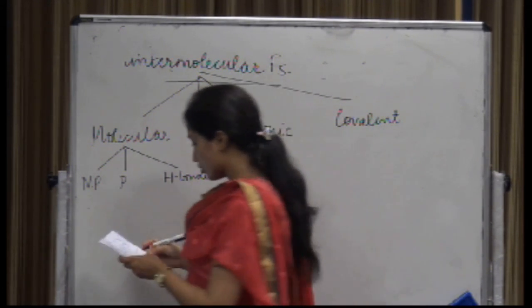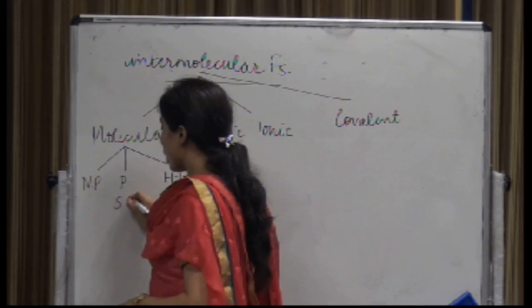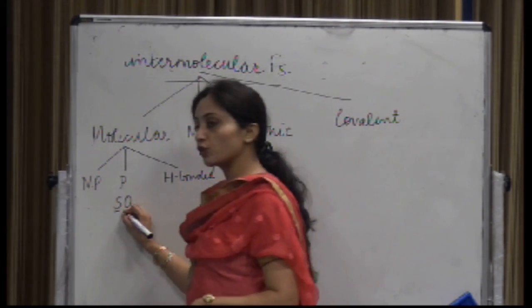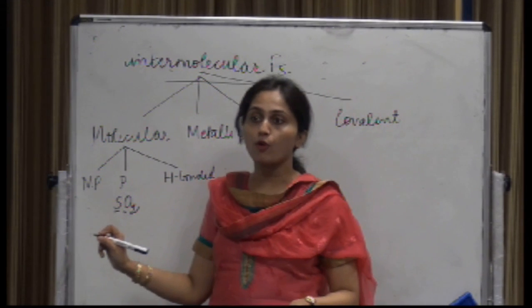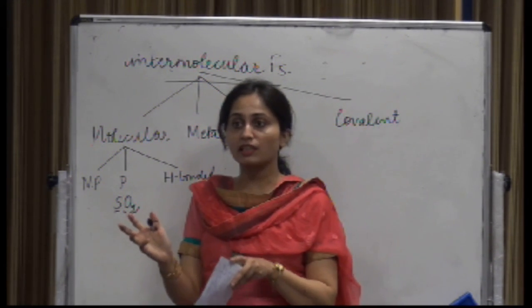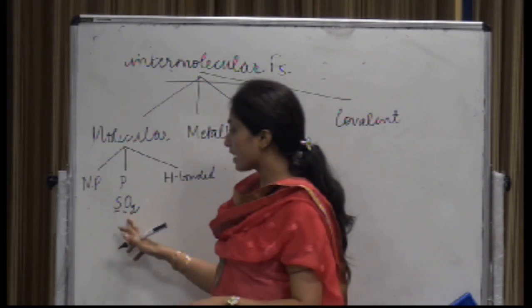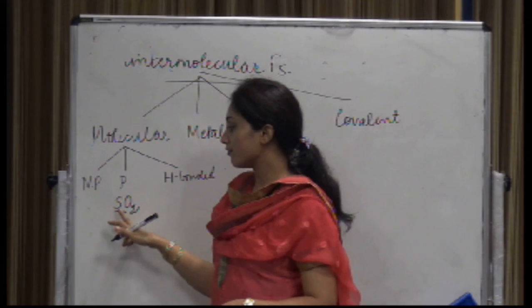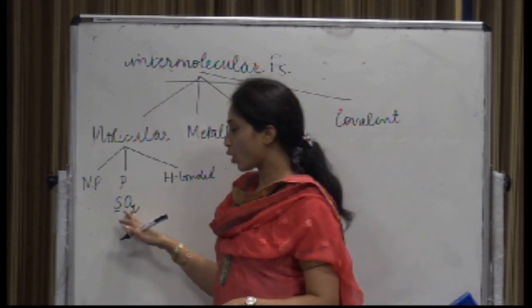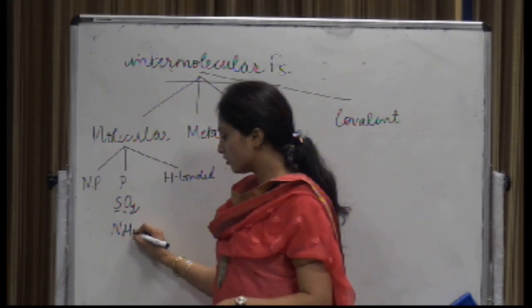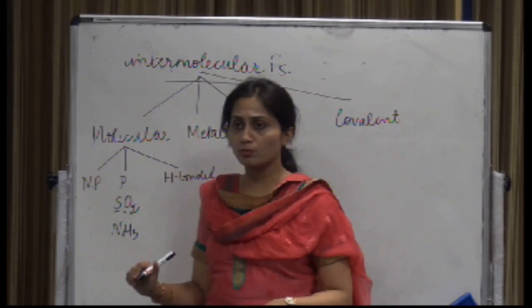Charge separation, like what do you talk about? Solid sulfur dioxide, because sulfur's electronegativity is different from that of oxygen. So if you have any solid where there is an electronegativity difference, then you say that that's a polar molecular solid. So you have solid sulfur dioxide, solid ammonia, solidified ammonia.